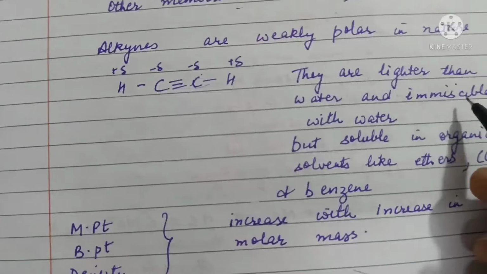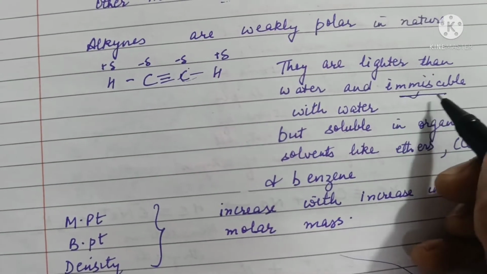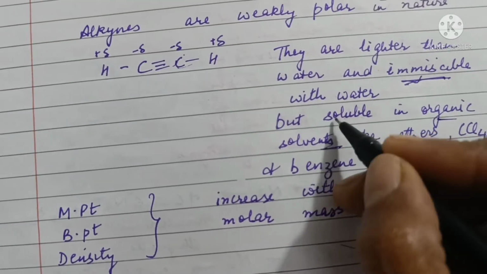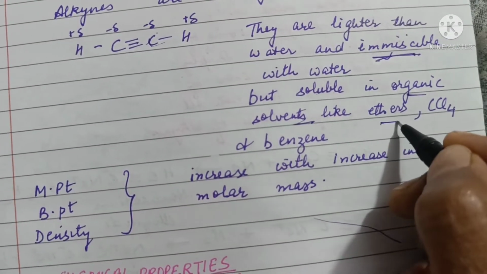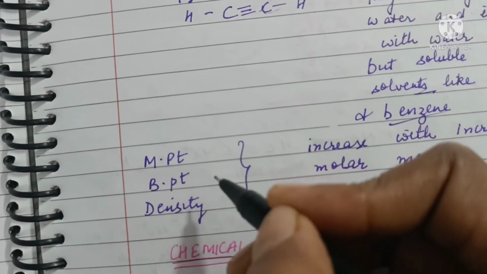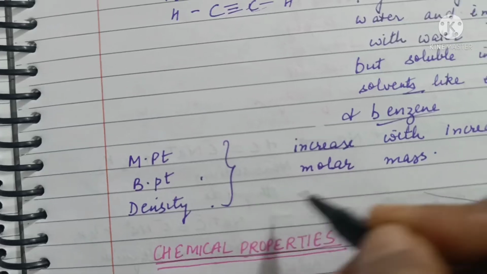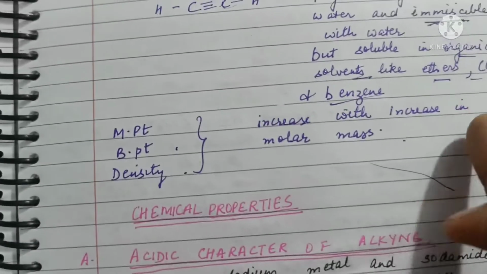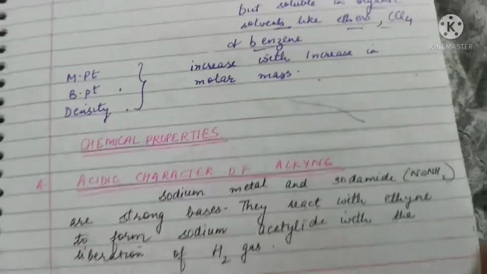These alkynes are lighter than water and immiscible with water also. But they are soluble in organic solvents. They will dissolve in organic solvents like ether, CCl4 and benzene. The melting point, the boiling point, the density will all increase with the increase in molar mass, because forces of attraction increase with the increase in molar mass.